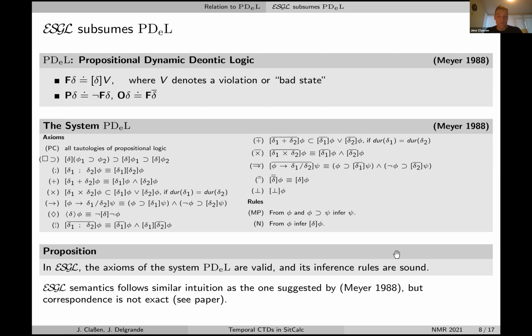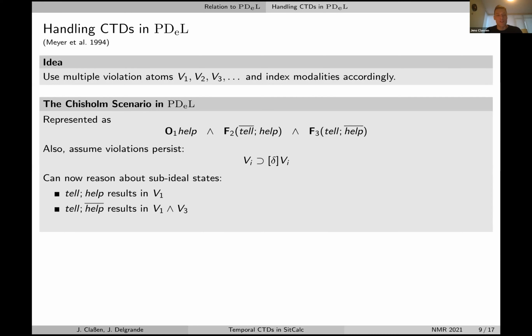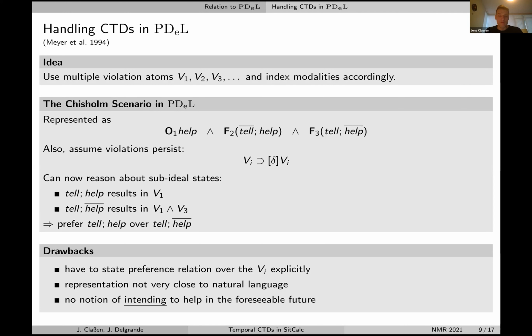And so basically our semantics follows a similar intuition as the one suggested by Meyer, but the correspondence is not exact, and you will find the details in the paper. And so for handling contrary-to-duty constraints, because we subsume their logic, we can reproduce their approach to contrary-to-duty constraints in a similar fashion, where very roughly speaking, the idea is that you would have multiple violation atoms and index the modalities accordingly.